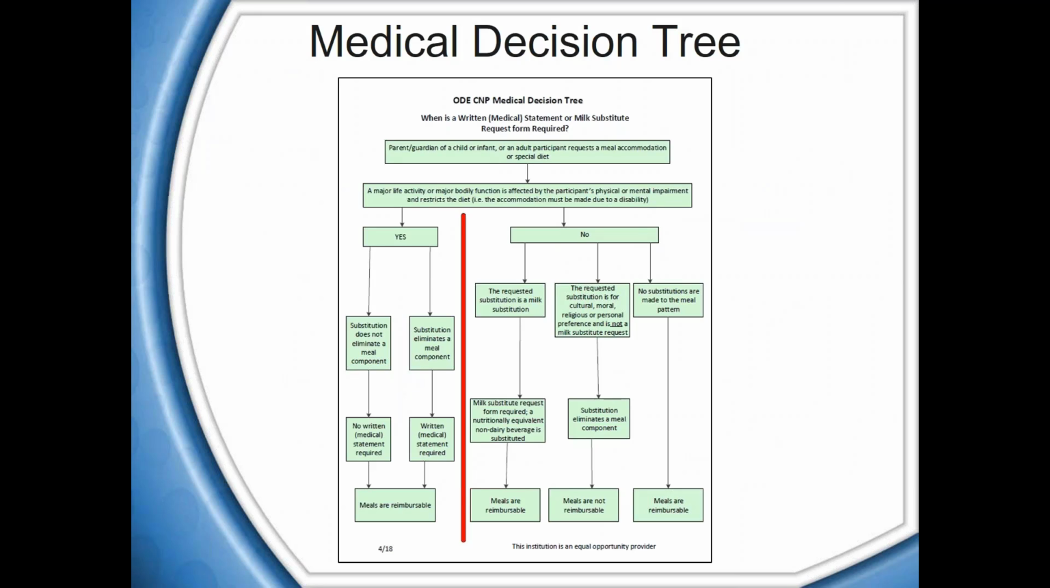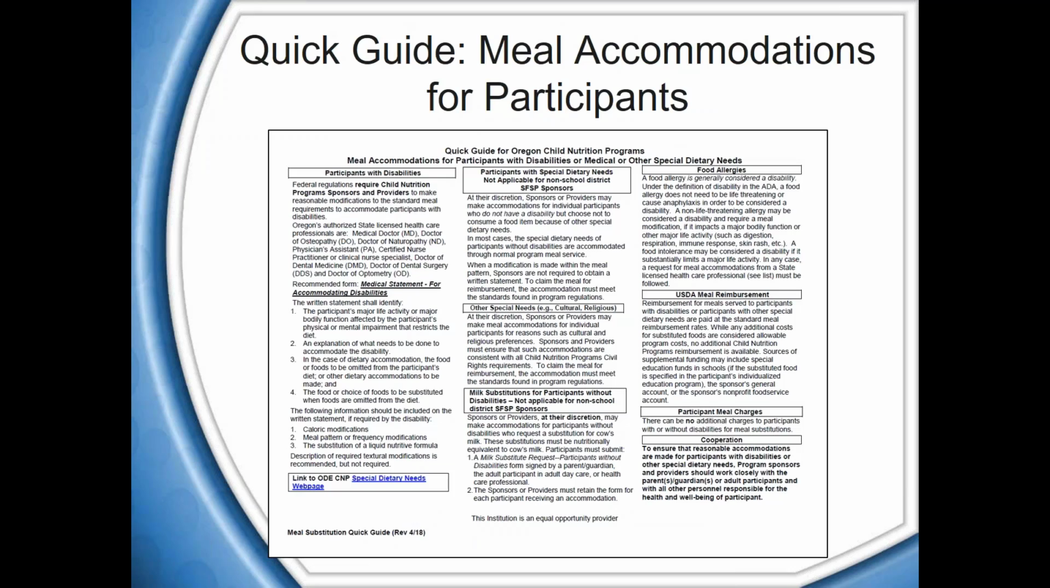If you ever have any questions about whether a meal is reimbursable or not when it comes to meal accommodation, check out the medical decision tree. It's not quite a flowchart, but it provides common scenarios and an answer of whether or not the meal will be reimbursable. The quick guide is also very helpful and details out many of the same information in a small pamphlet form. This is a helpful sheet to print out if you have a lot of meal accommodations to handle.